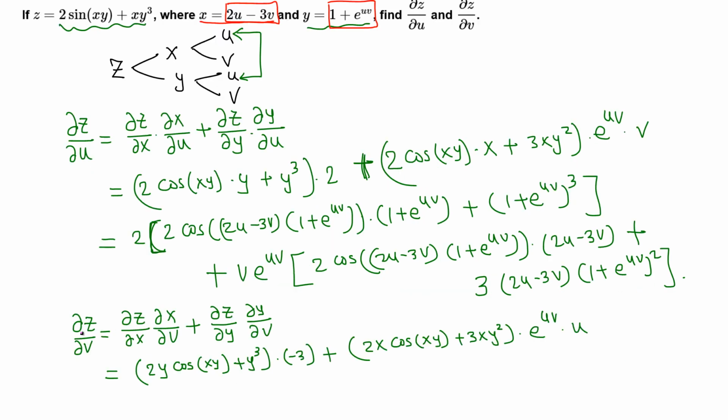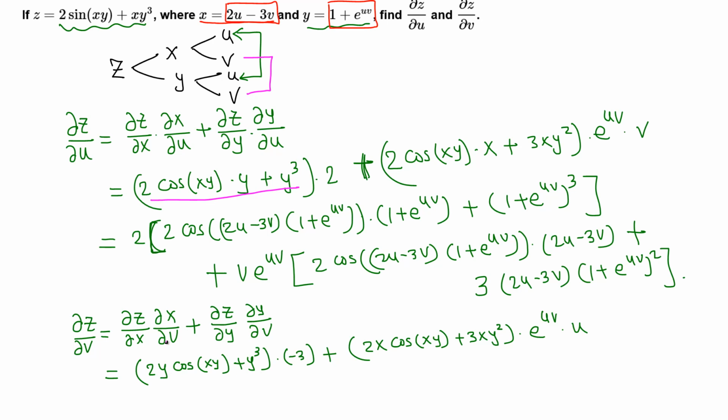Okay, next, partial of g with respect to v. So if we go up and look at this tree diagram, v means we need to use this: partial of g with respect to x times partial of x with respect to v plus partial of g with respect to y times partial of y with respect to v. That's what I wrote here. And partial of g with respect to x was found earlier here. That's what I copied down here.